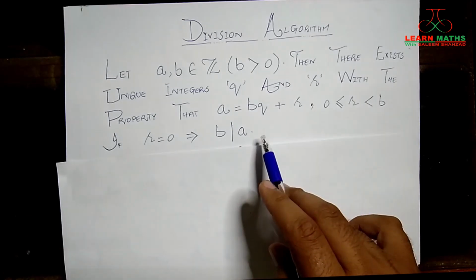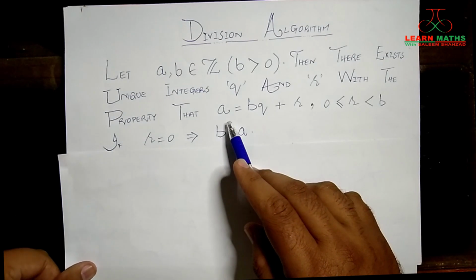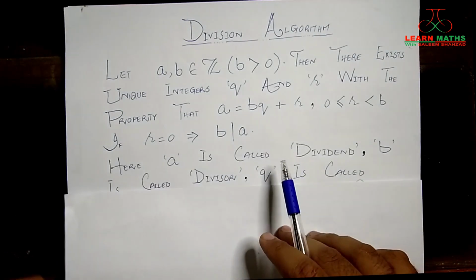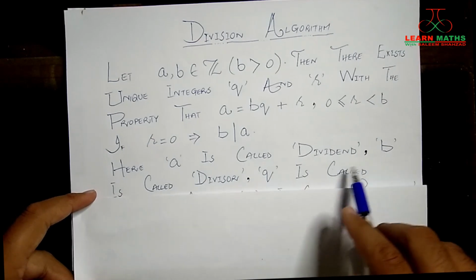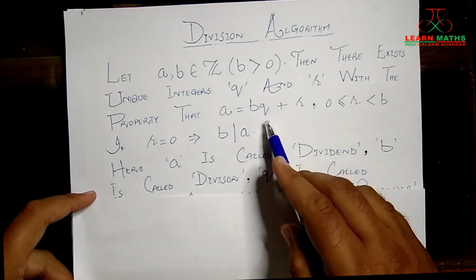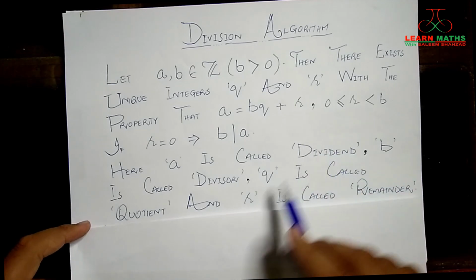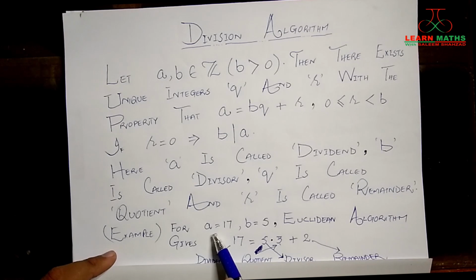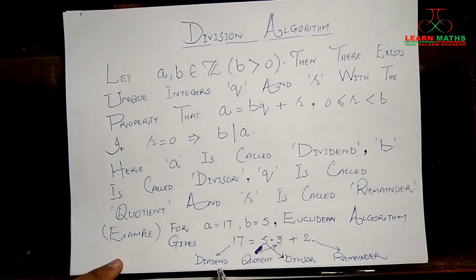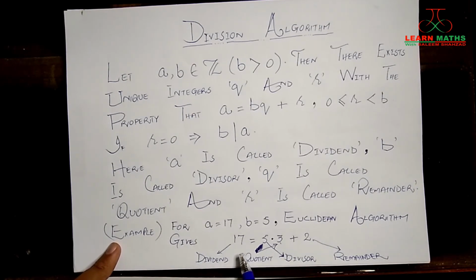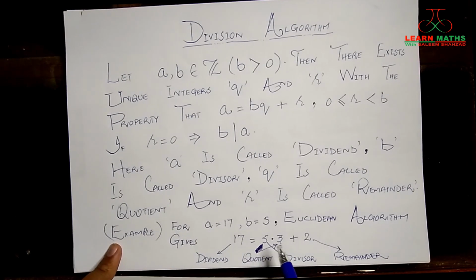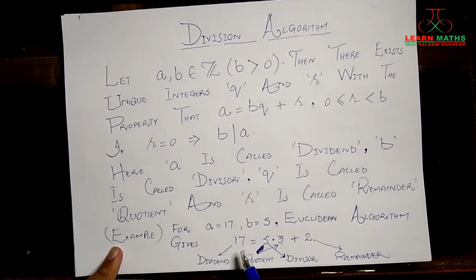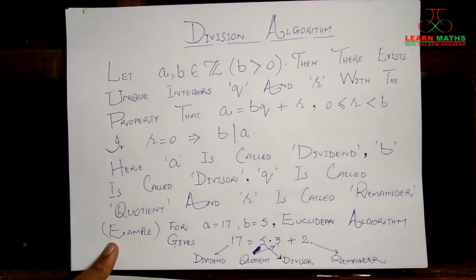Now let me tell you the names of a, b, q and r here. A is called the dividend, b is called the divisor, q is called the quotient and r is called the remainder. Here we have an example. Let's say a is equal to 17, b is equal to 5. Then by the Euclidean algorithm or division algorithm, you can say that 17 is equal to 5 times 3 plus 2, where 17 is the dividend, 3 is the quotient, 5 is the divisor and 2 is your remainder.